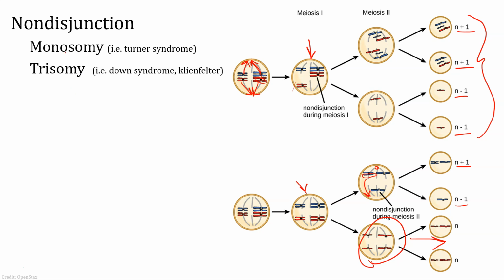Okay, a couple of examples here would be monosomy, or monosomy, depending on how you want to pronounce it. One example of this is Turner syndrome. Turner syndrome is an individual that has one X chromosome and no other sex chromosome. Generally, in the female anatomy there'd be two X chromosomes, and in the male anatomy there'd be an X chromosome and a Y chromosome.